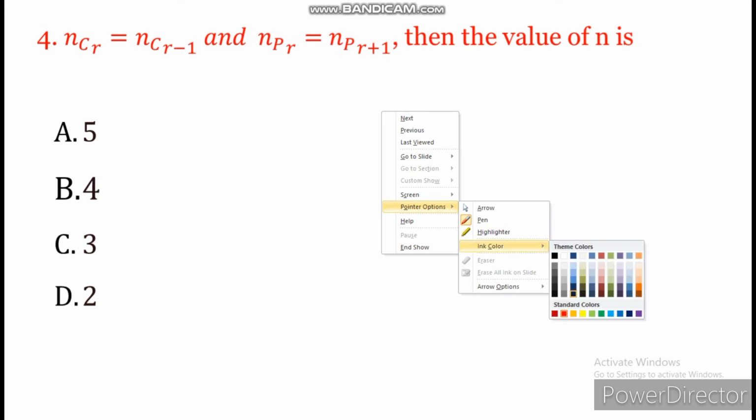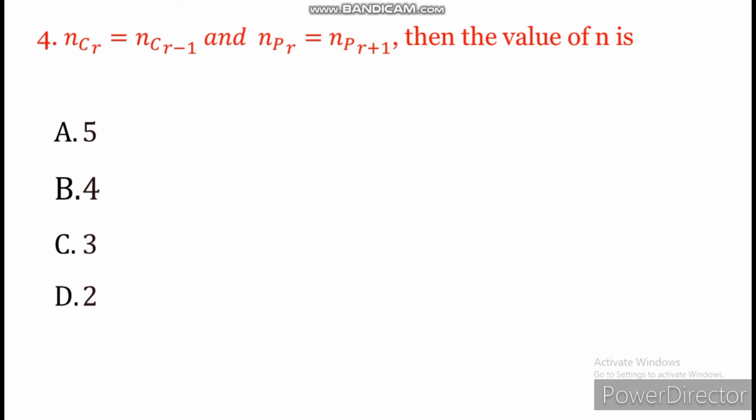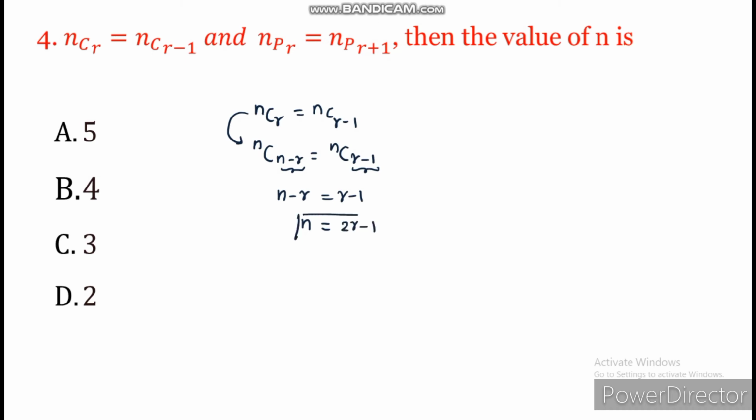Now let's see how to solve this. First, they are given nCr equals nC(r minus 1). We know nCr can be written as nC(n minus r). I have given the formula in the synopsis, and this nC(r minus 1) as it is. Now if we compare on both sides, n minus r is nothing but r minus 1. So I write n minus r equals r minus 1. Minus r this side, plus r, so you get n equals 2r minus 1. We got one relation here.